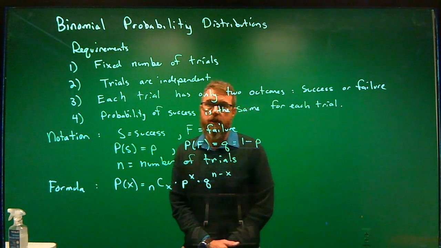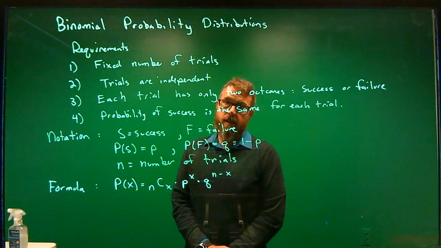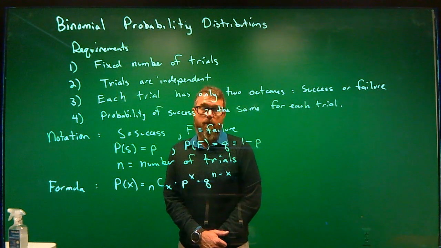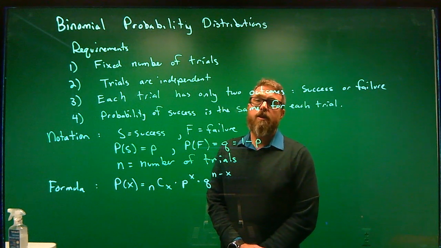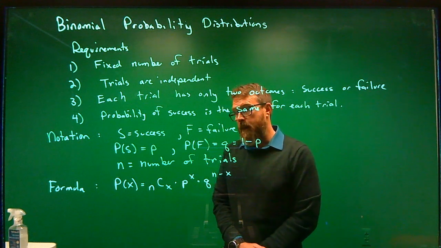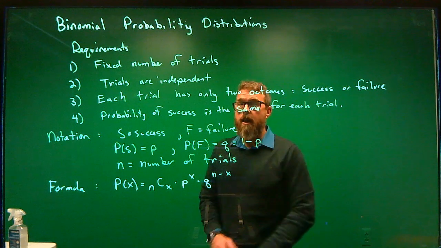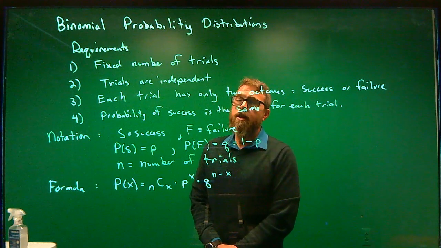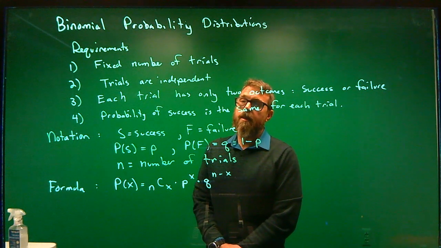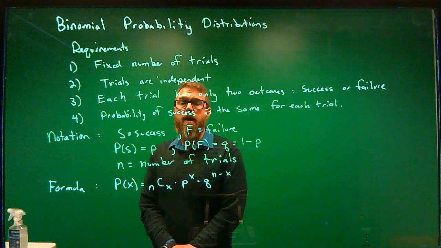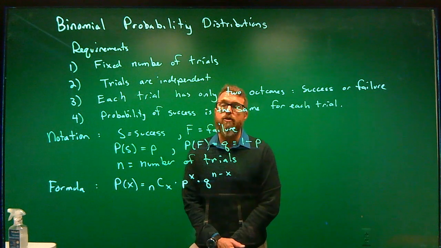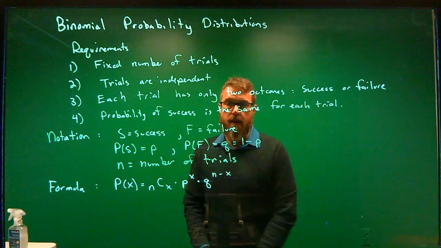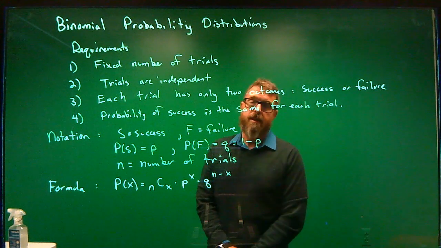And here's some notation. Capital S is going to be success. Capital F is going to be failure. The probability of success is going to be little p, and the probability of failure is going to be little q, which is 1 minus little p. Since there's only two outcomes, those probabilities have to add to 1 because it's a probability distribution. The number of trials is equal to n, and our formula for the probability distribution is n choose x times the probability of success raised to the x power times the probability of failure raised to the n minus x power.